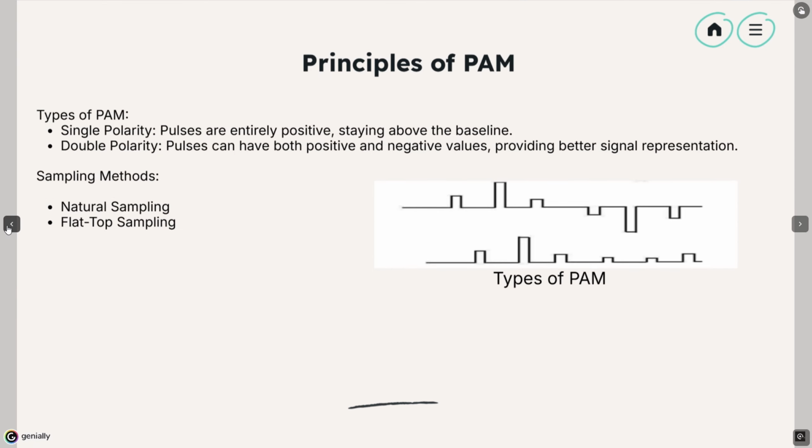There are two types of PAM: single polarity, where pulses are entirely positive, and double polarity, where pulses can be positive and negative for better signal representation. Finally, there are two sampling methods: natural sampling, where the pulses follow the shape of the original signal, and flat top sampling, where the amplitude remains constant during each interval.